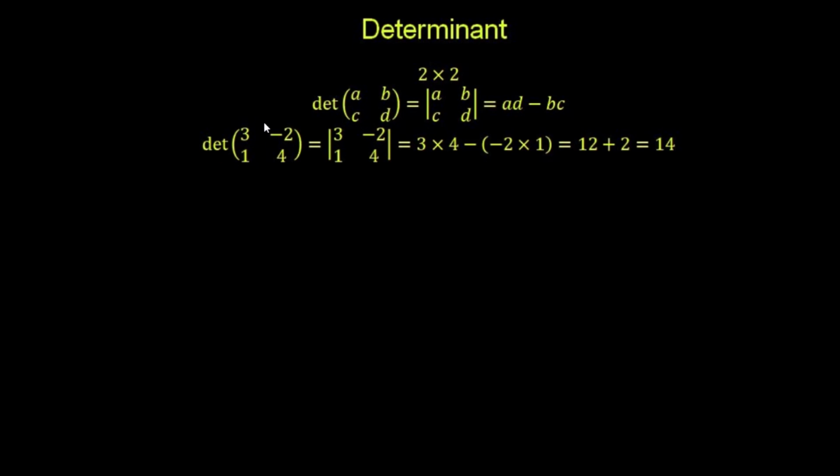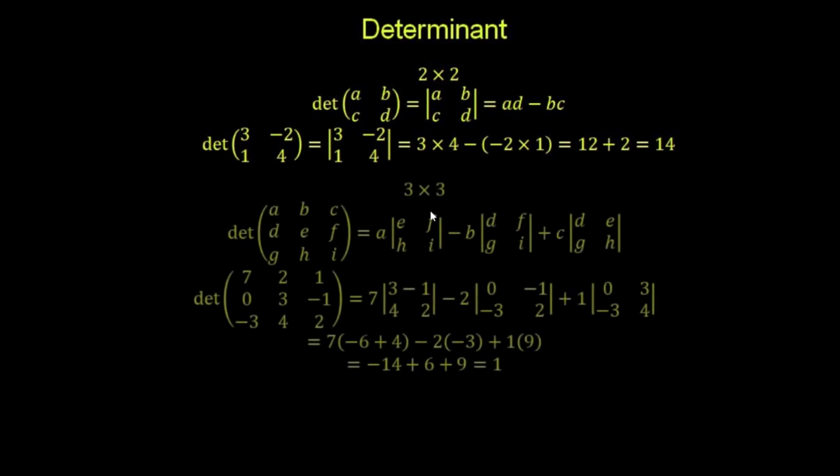So I've put an example here, the determinant of the matrix 3, minus 2, 1, 4. So we're going to have 3 times 4 minus 2 times 1. So it's going to be 12 plus 2, which is a value of 14. So let's see how we're going to generate the 3x3 version.